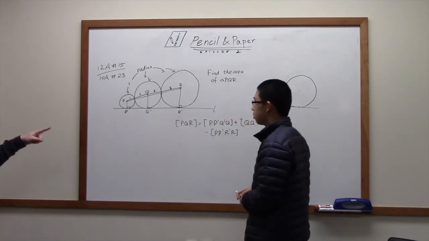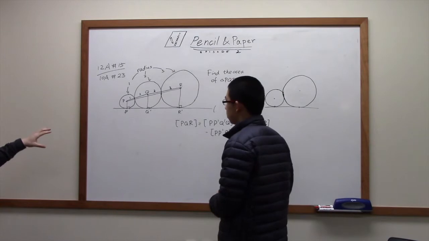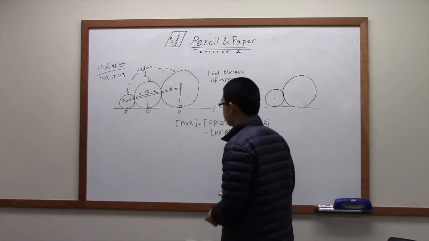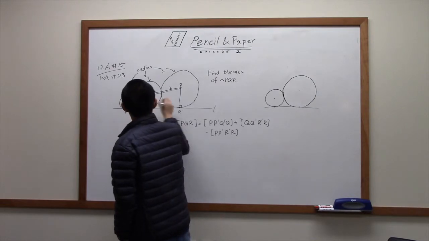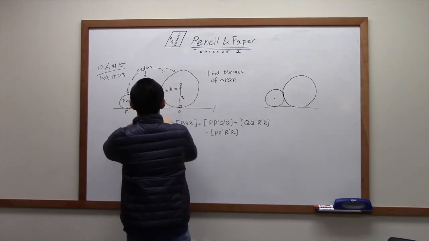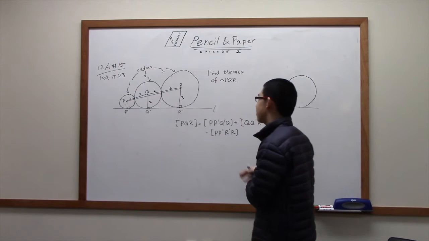And then we should use a thing that is quite common for two tangent circles. Yes, it's the length of the common tangent, right? So we only need to find P prime Q prime and Q prime R prime, because these are the bases of the trapezoid.